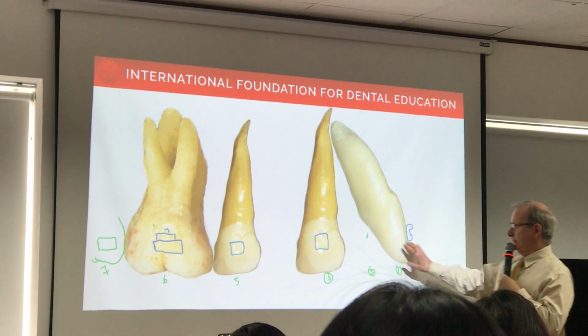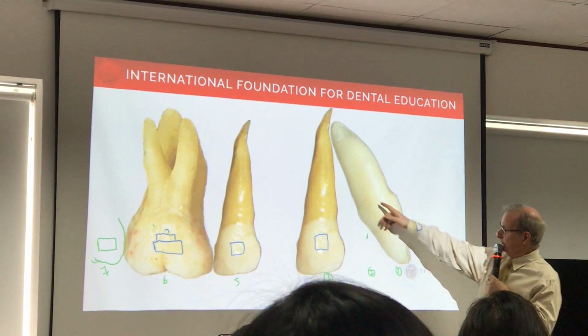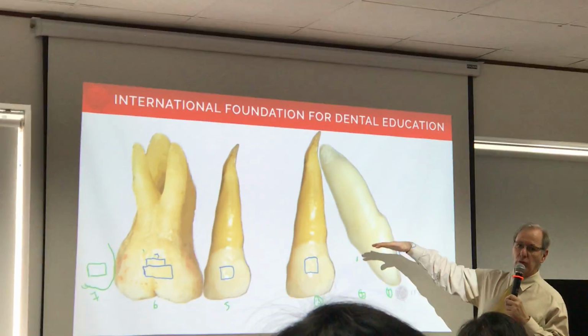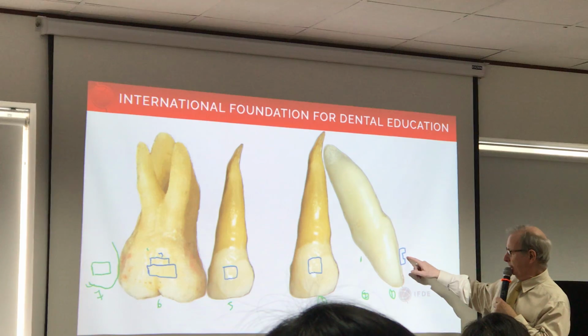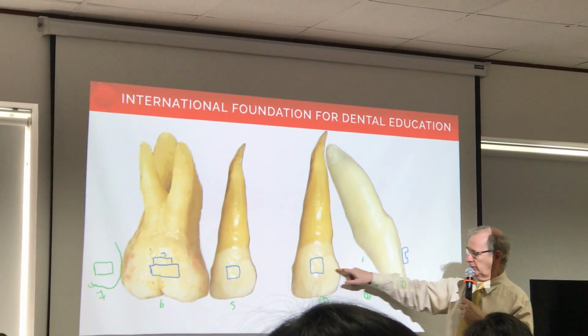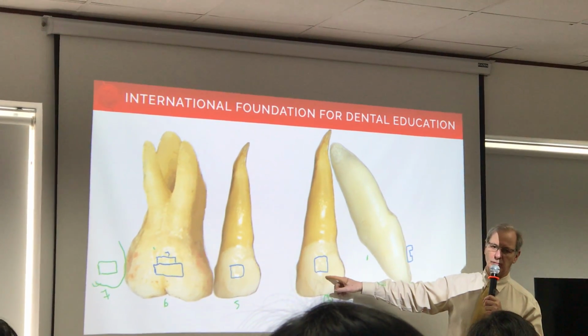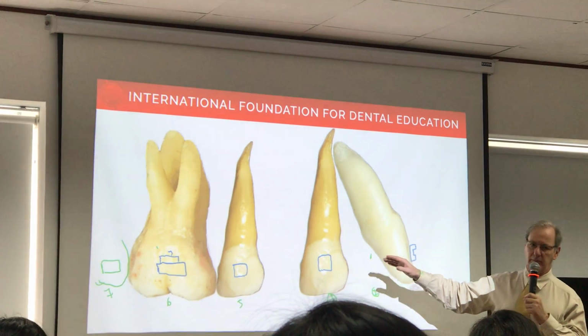Or in a case like this, well, the teeth are still a little bit too proclined. It's going to be controlled tipping. You're going to be tying this, it's called incisor and canine retraction at the same time.